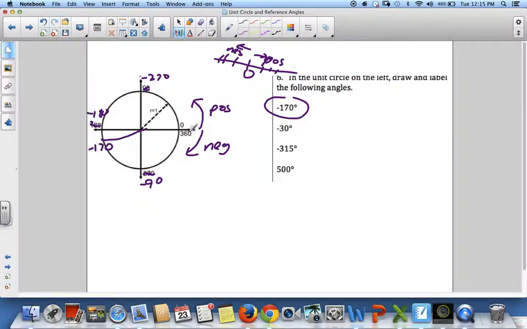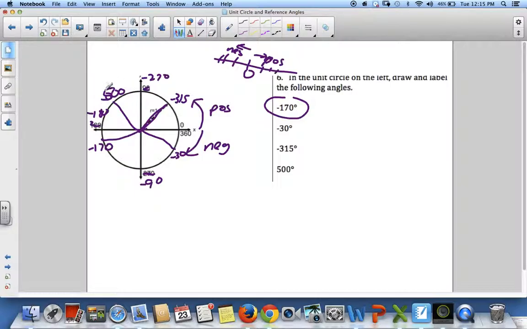And then negative 30 means instead of going 30 in the positive, I go 30 in the negative, and that goes down here to negative 30. And then negative 315 is negative 90, 180, 270, negative 315 is right here. And 500, this is positive 500, means I'm going to go around 90, go back to the positives, 90, 180, 270, 360, 450, and 540, so somewhere right about here would be 500.